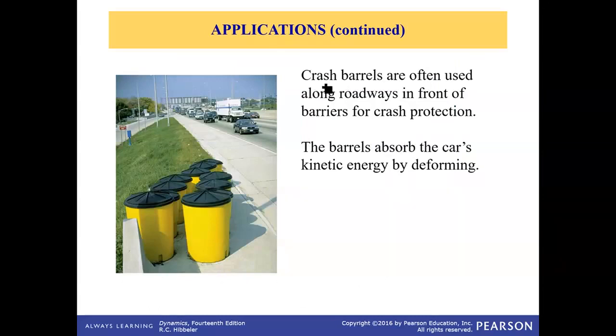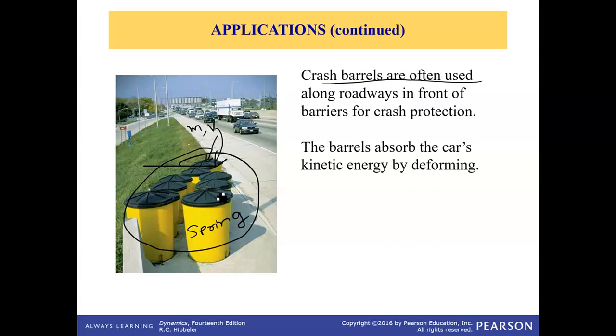Another application example: crash barrels are often used along roadways in front of barriers for crash protection. These drums act as springs, as shock absorbers, when a vehicle at high speed hits them. If we know the mass of the car and the maximum speed of the car, and we would like these drums to absorb all the kinetic energy of the car such that after an accident the car stops moving, then the car has initial kinetic energy T1, which is one half m v1 squared. The car's final kinetic energy is 0 because we want the car to stop after hitting those drums.